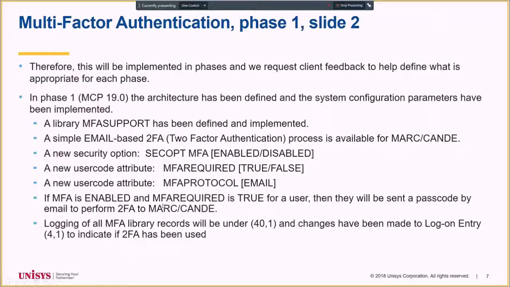All the multi-factor authentication records will be logged under the major type of 40 and the minor type of 1, and there's been a change to the logon entry in 4.1, which is also to indicate if this multi-factor authentication has been used.